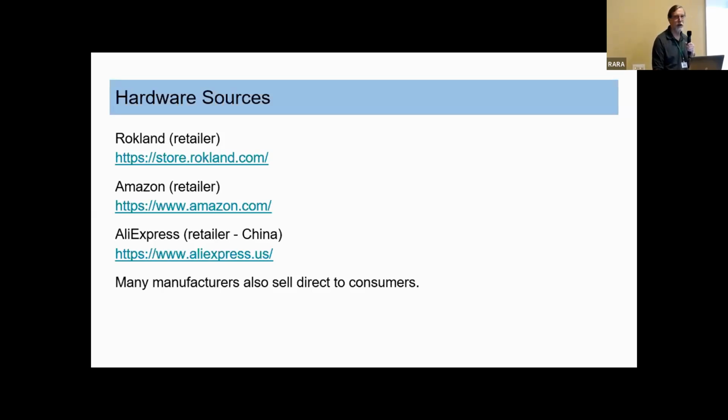AliExpress is over in China. You can get stuff cheap there. I don't know whether their suppliers are even shipping to the United States right now, but I mention it. And a lot of manufacturers will ship and sell direct to consumers as well. Rak Wireless is one that gets a lot of attention, and they will sell direct to consumers. They're up in Canada, I think. So those are some places you can buy hardware.